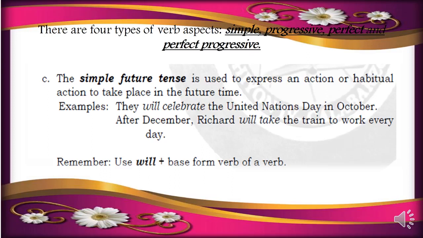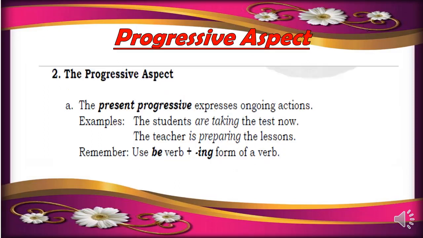Another one, the simple future tense. It is used to express an action or habitual action that takes place in the future time. Example, they will celebrate the United Nations Day in October. Another one, after December, Richard will take the train to work every day. So in simple future tense, remember to use will plus the base form of the verb. Now we have the progressive aspect.